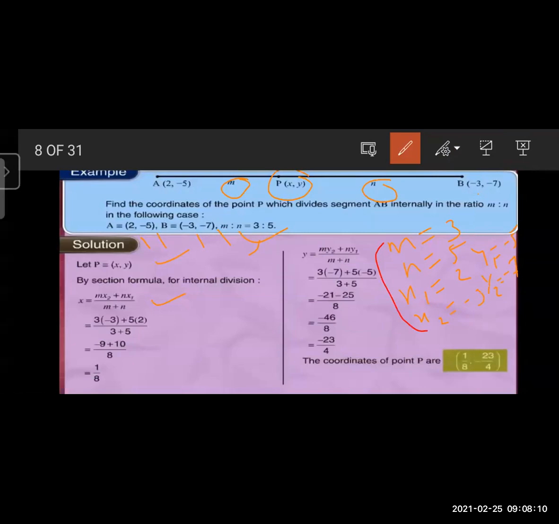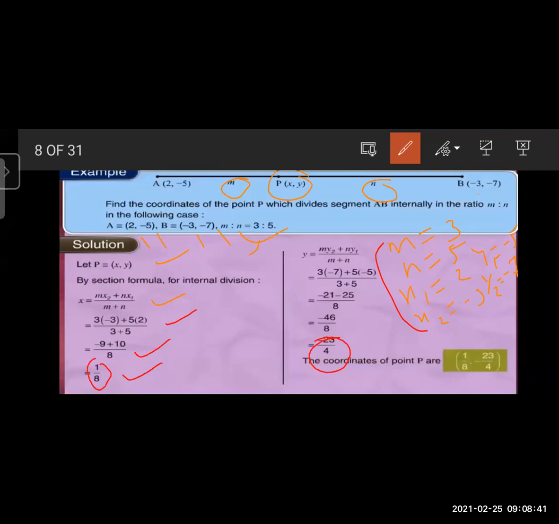So substitute all these values. Put 3 into -3 plus 5 into 2, that is -9 plus 10 divided by 8. So we get x is equal to 1 by 8. Similarly, we find the value of y. y is equal to -23 by 4. So finally, we write the answer. The coordinates of point P are 1 by 8 and -23 by 4.